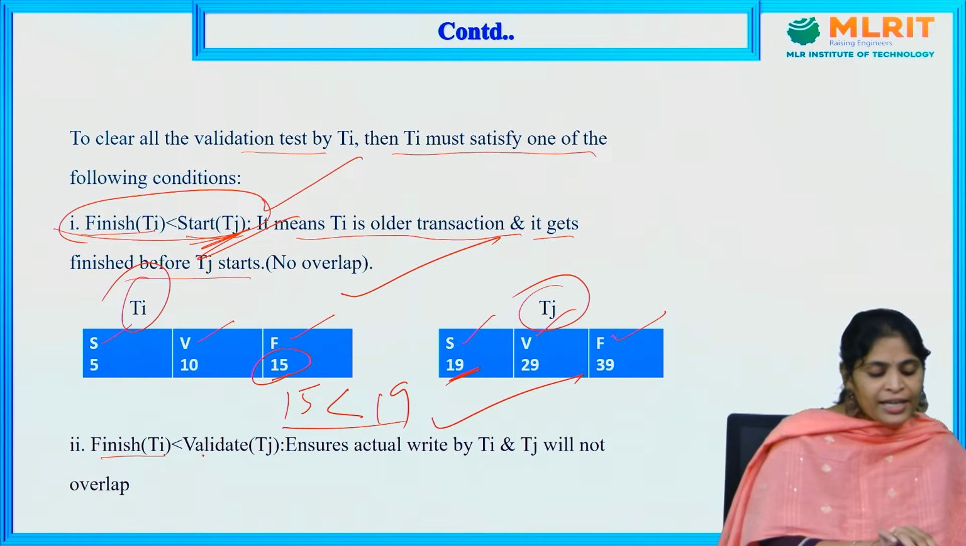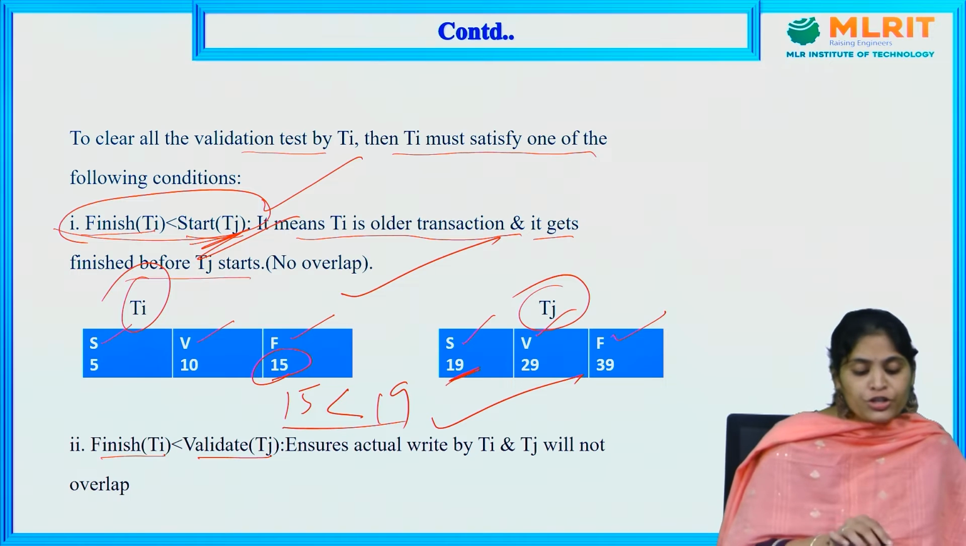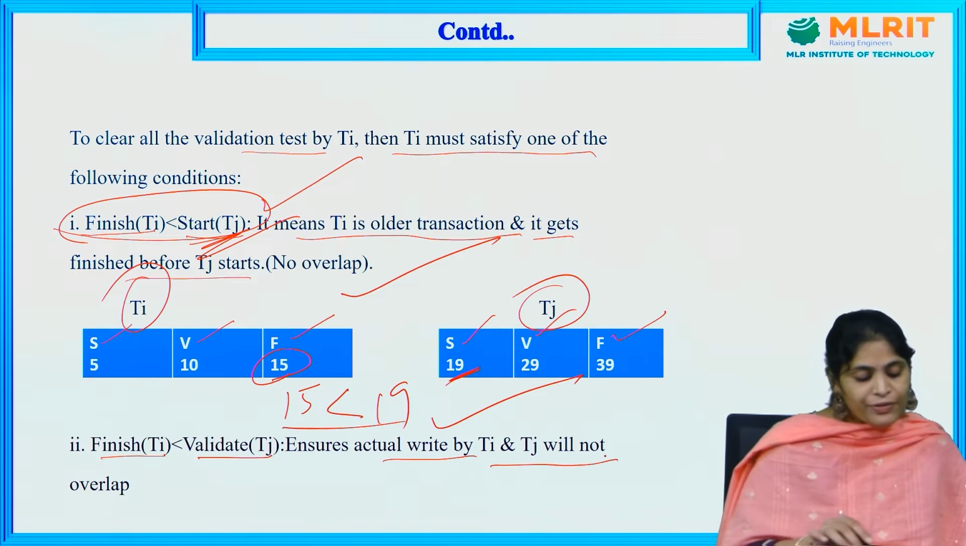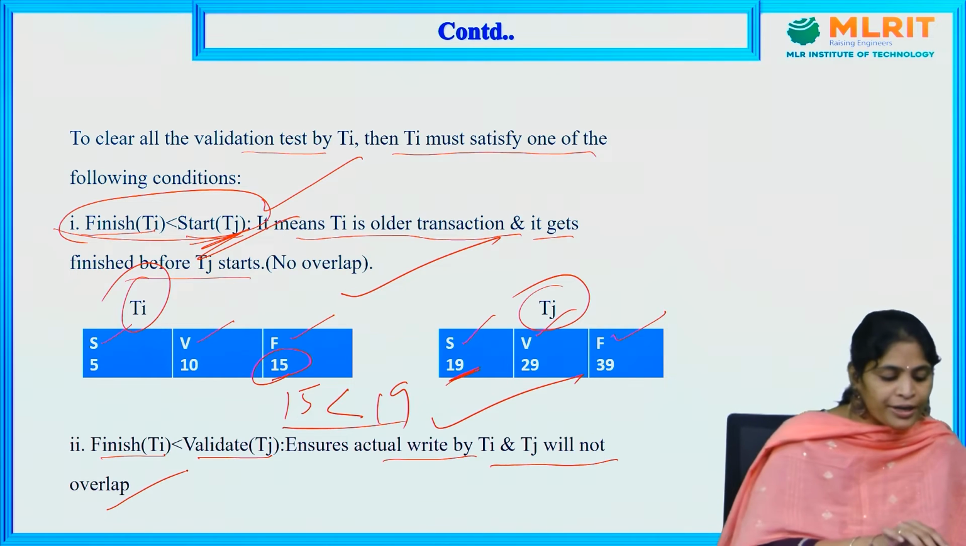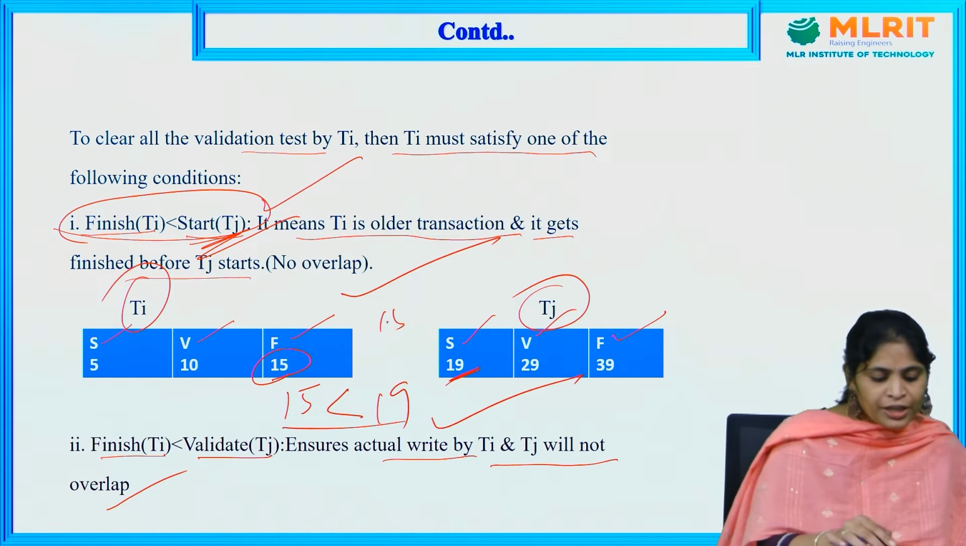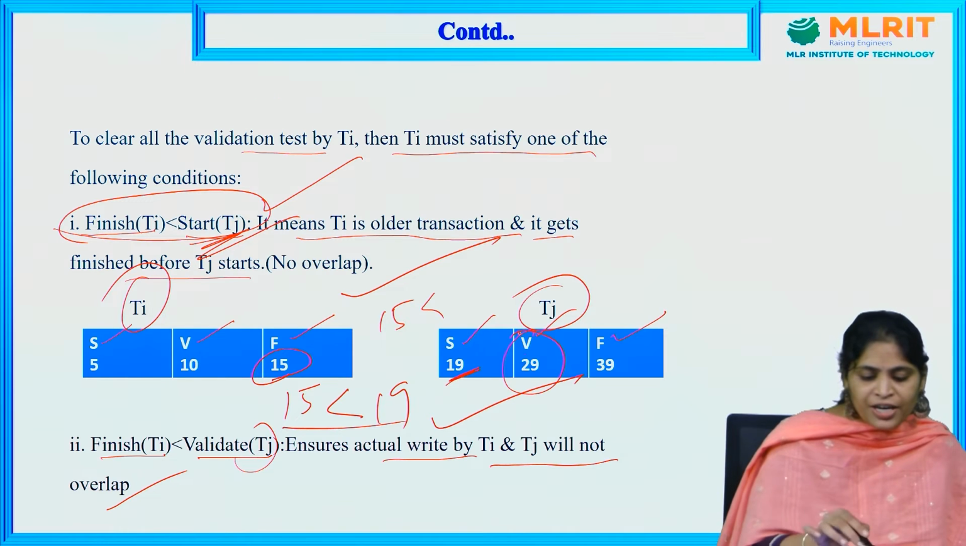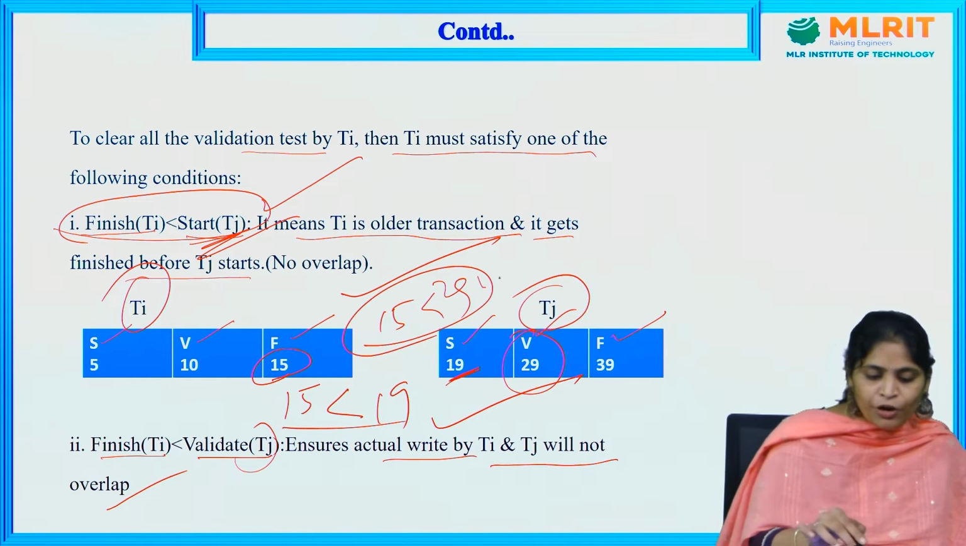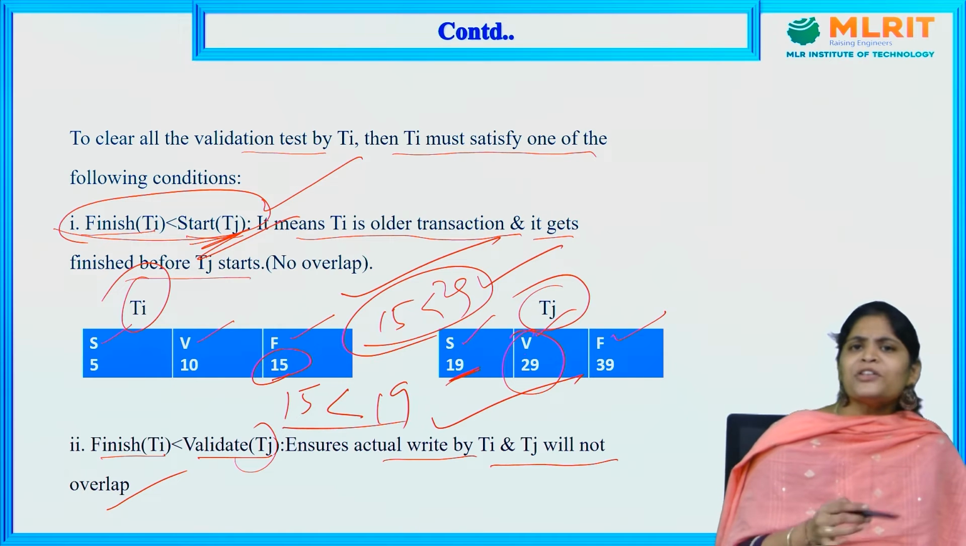Finish of TI less than validate of TJ. This ensures the actual write by TI and TJ will not overlap. This is also fine. Finish of TI. What is finish of TI here? 15 is less than validate of TJ. What is validate of TJ? 29. If at all the formula is like this, then there is no overlap.